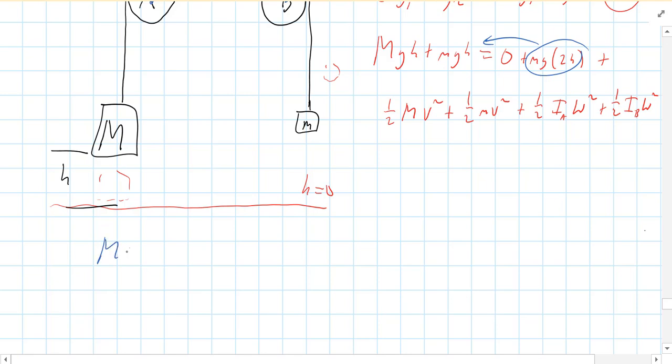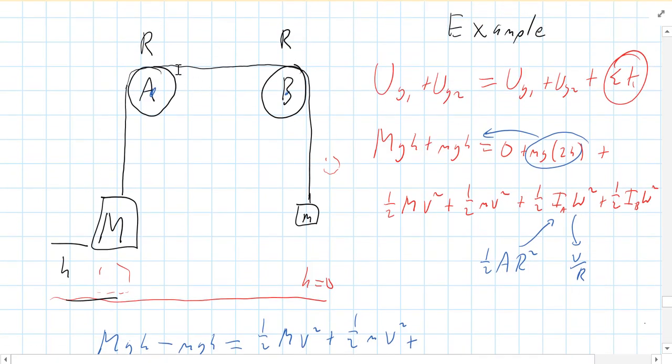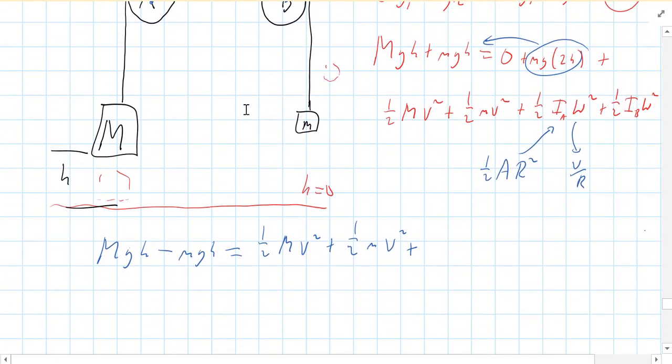So then I get big M g h, and then this becomes minus little m g h, equals 1/2 M v squared plus 1/2 little m v squared plus... Now I'm going to make two substitutions here. The moment of inertia will be 1/2 times the mass, which we're going to call A, times r squared. And omega is equal to v over r because these ropes are passing over the rims of the pulleys. So I'm going to make all those substitutions in here.